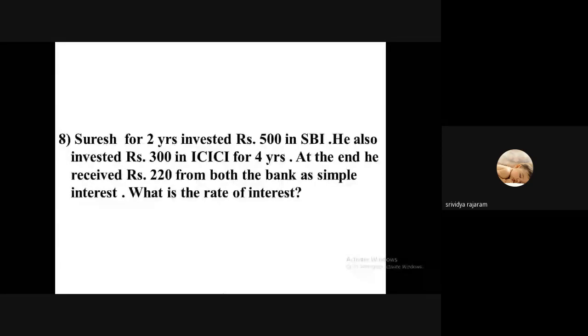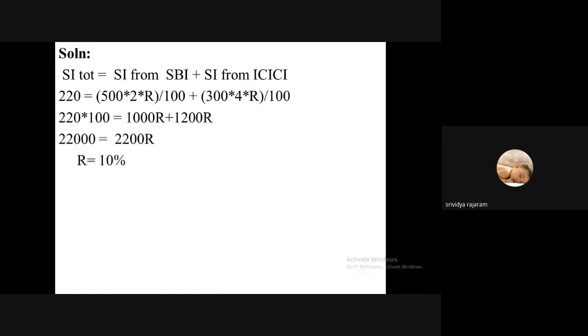So 220 is equal to, in SBI bank he is investing rupees 500 for 2 years, into R, which we have to calculate, divided by 100, plus in ICICI bank he is investing rupees 300 for 4 years into R divided by 100. So on taking LCM and bringing this 100 to this side, we'll get 22,000. On simplifying this, we are getting 1000R plus 1200R, and further simplifying it, we are getting R as 10%. So for 10% interest, he is investing money in both SBI Bank and ICICI Bank.